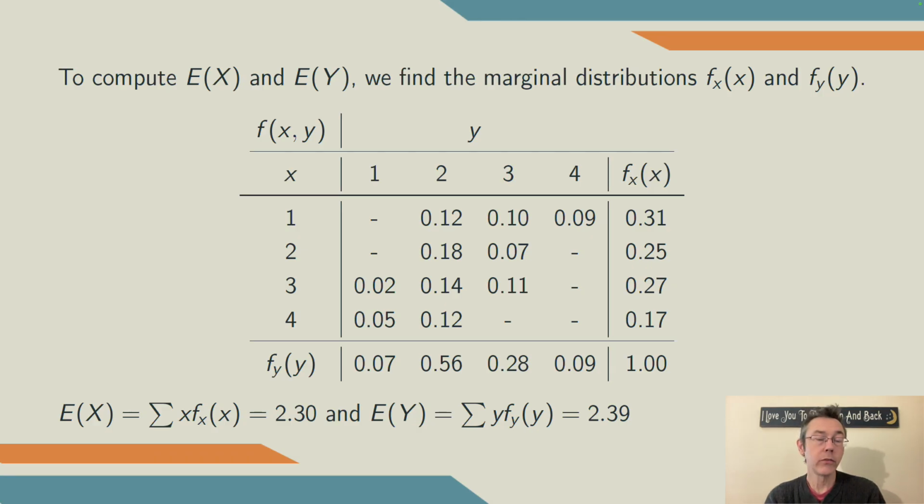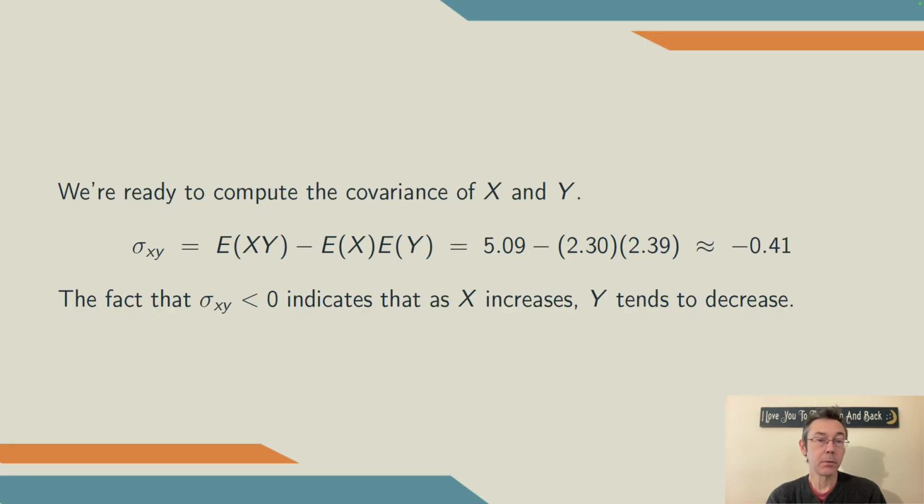So now I have two single variable distributions with probability mass functions f sub x of x and f sub y of y. I compute those expected values in the usual way. I get the expected value of x is 2.30. The expected value of y is 2.39. Now we're ready to just plug into that formula to compute the covariance between x and y.